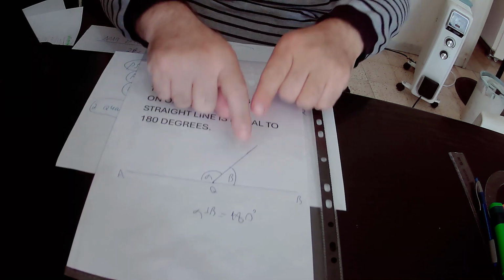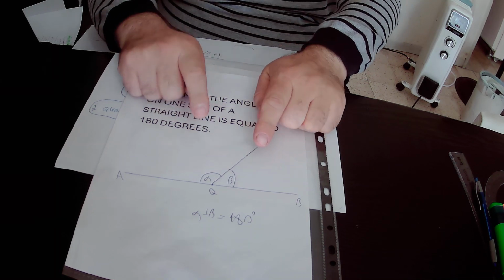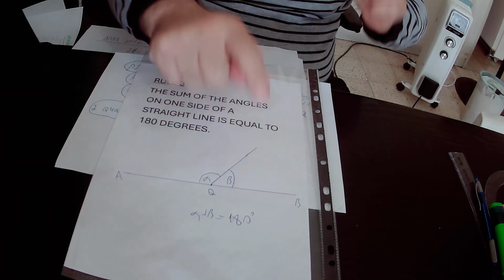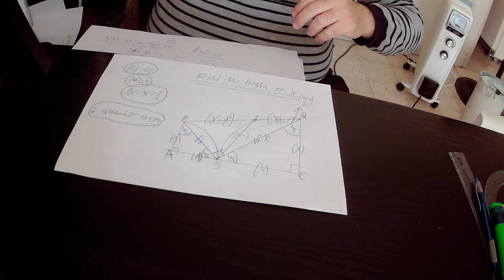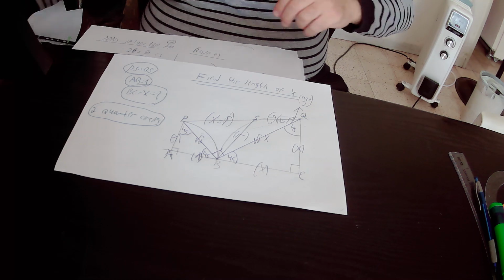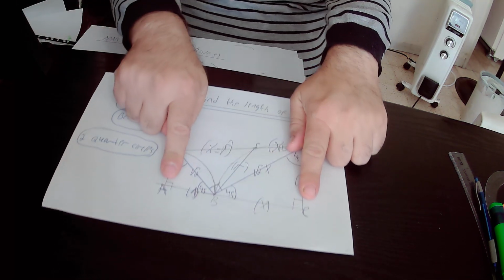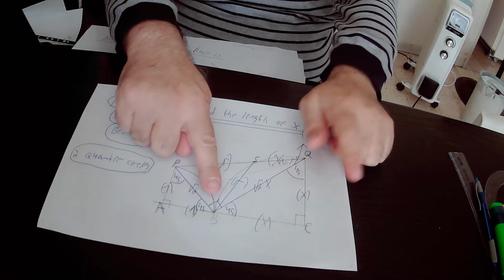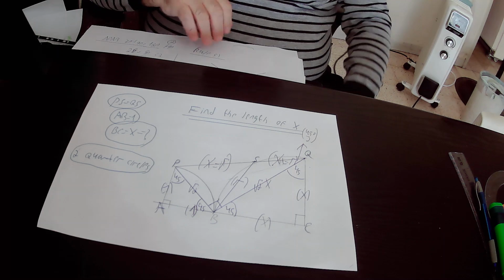So which angles do we have at the upper side of AB? At point Q we have this angle alpha and beta. So in total alpha plus beta must be equal to 180 degrees. We can actually implement rule number 3 in our drawing, because if we focus on the upper side of this straight line AC at point B, here the sum of the angles must be equal to 180 degrees according to rule number 3.